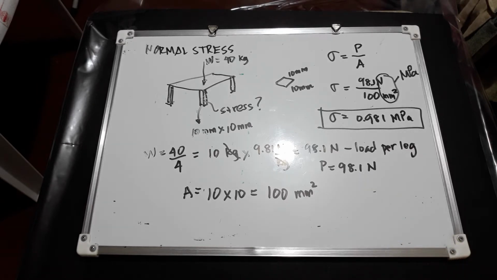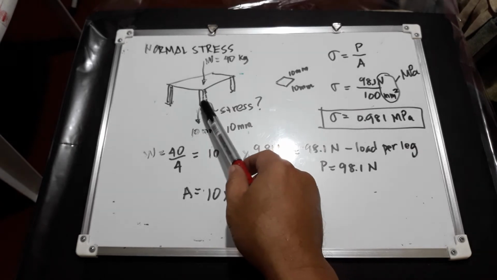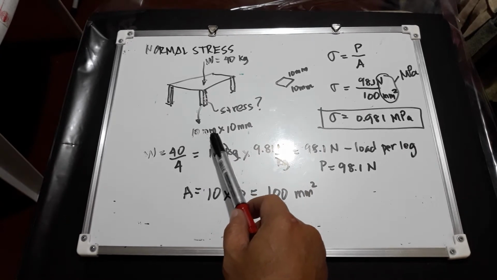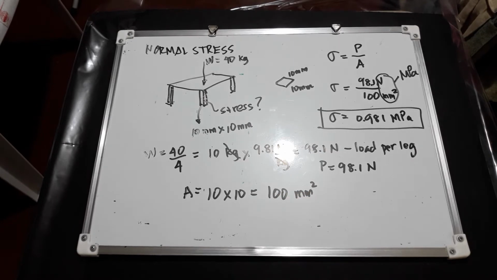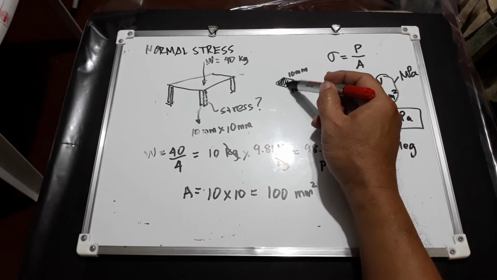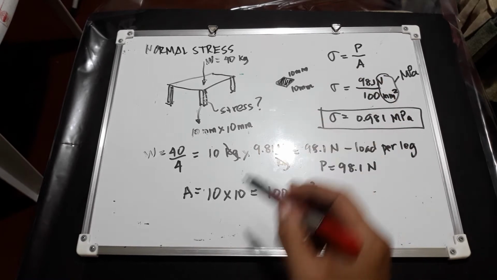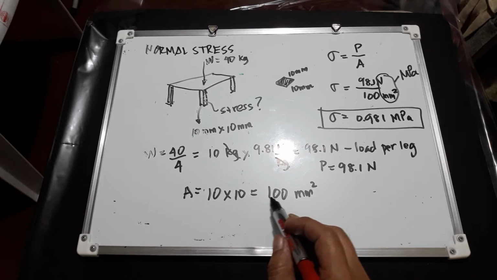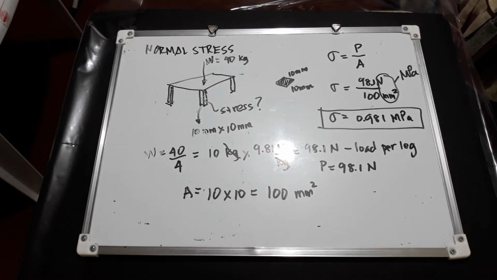What about the area? The area of this leg is specified to be 10 millimeters by 10 millimeters. So it is a square. What is the area of this square? 10 millimeters by 10 millimeters. So the area is 10 times 10, which is equal to 100 square millimeters.